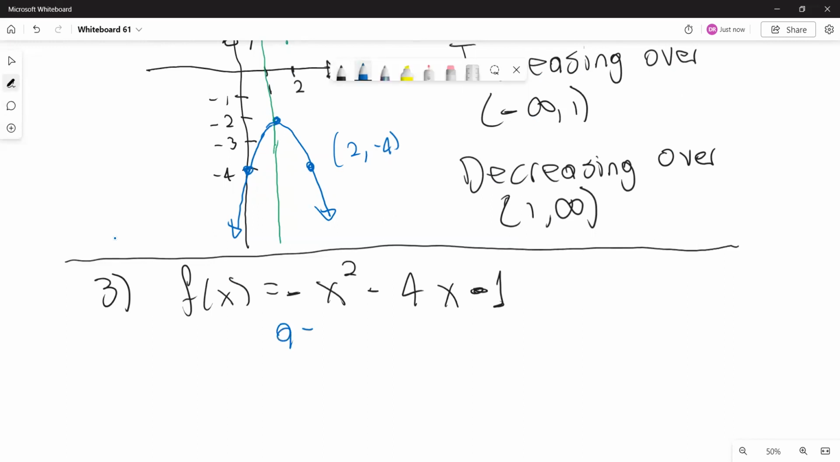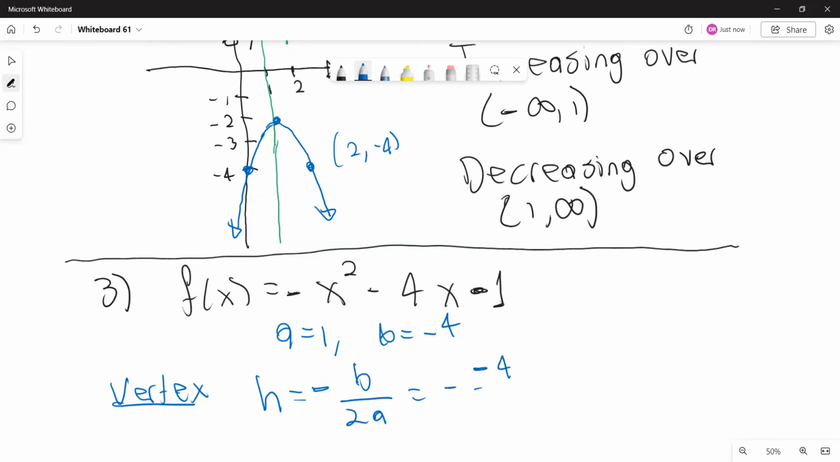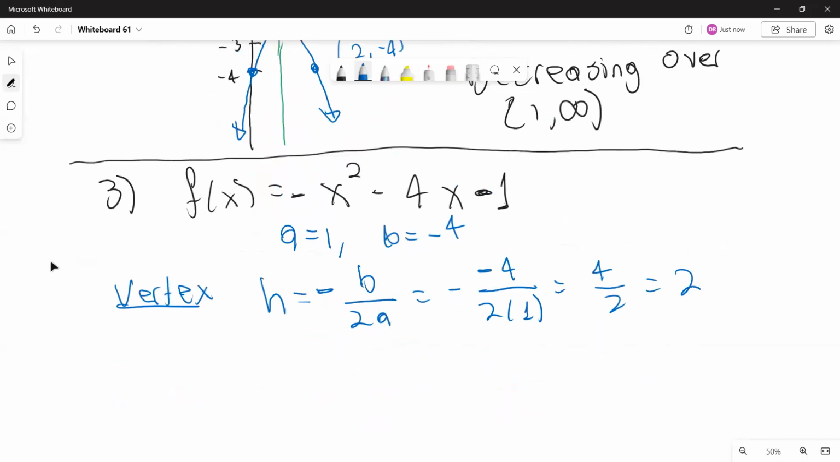Okay, so a is -1 and b is -4. Let's start with the vertex. H is the opposite of b over 2a, or the opposite of -4 over 2 times 1. Okay, so that's going to be 4 over 2 or 2. And k is f of 2.